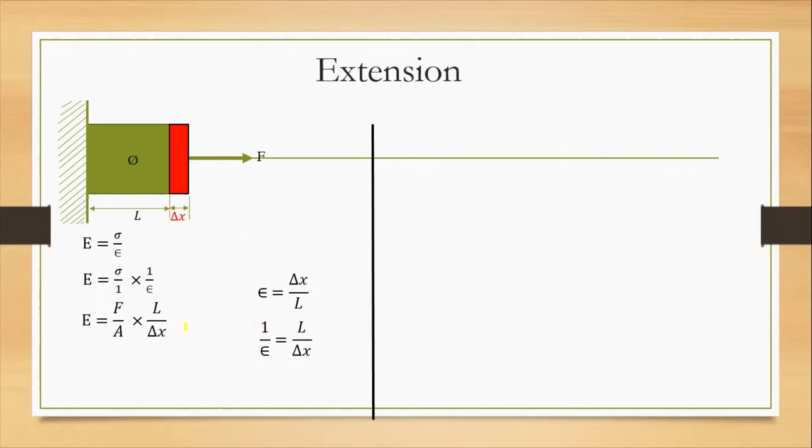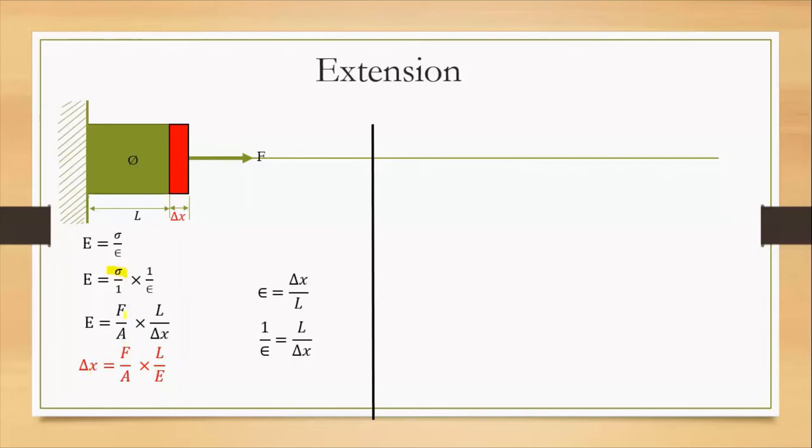Now, guys, what are we looking for? I said to you, my heading is extension. So we must make change in X the subject. When we do that, our change in X becomes force over area multiplied by L over E. Why are we having force over area here, guys? Because of the stress. Stress is equal to force over area. I just forgot to write that equation down. So stress is equal to force over area.